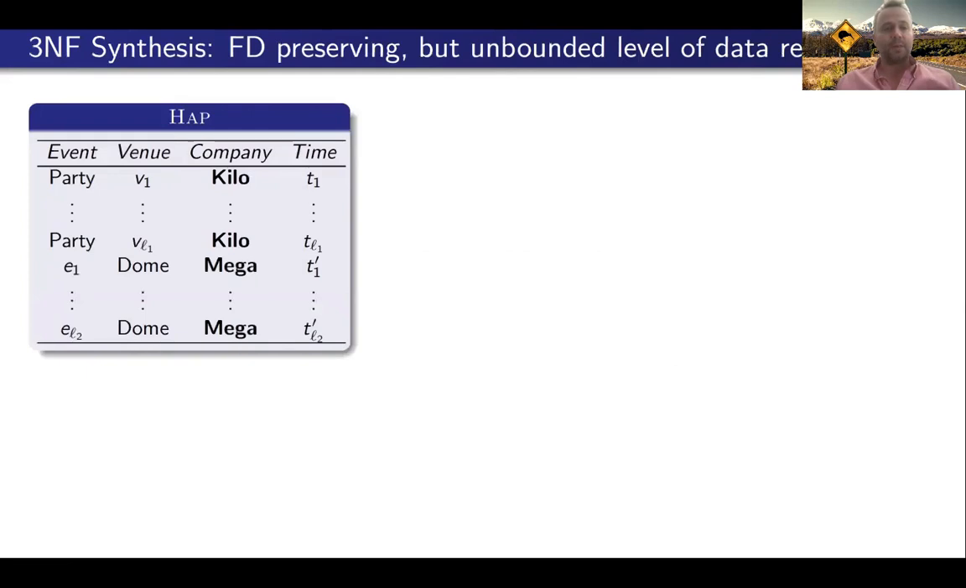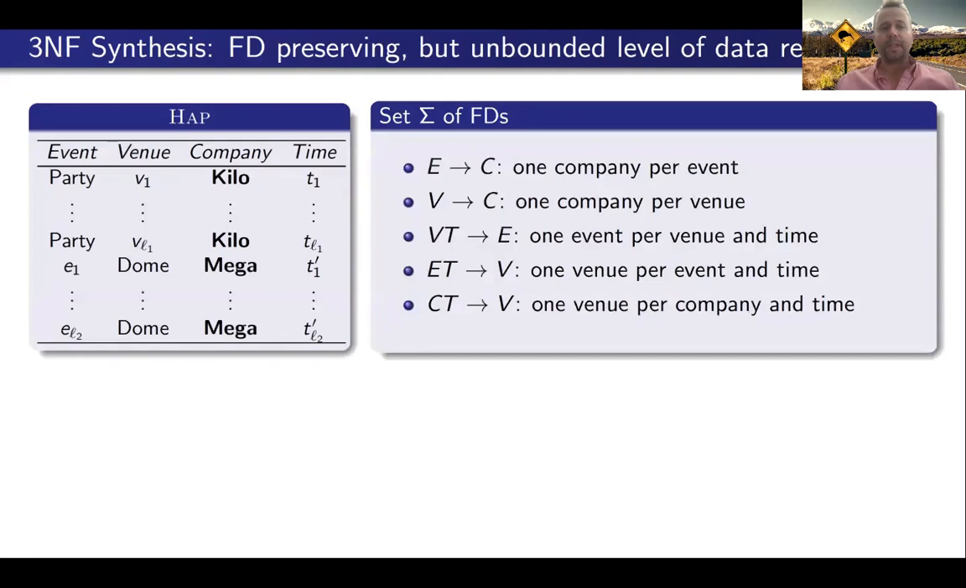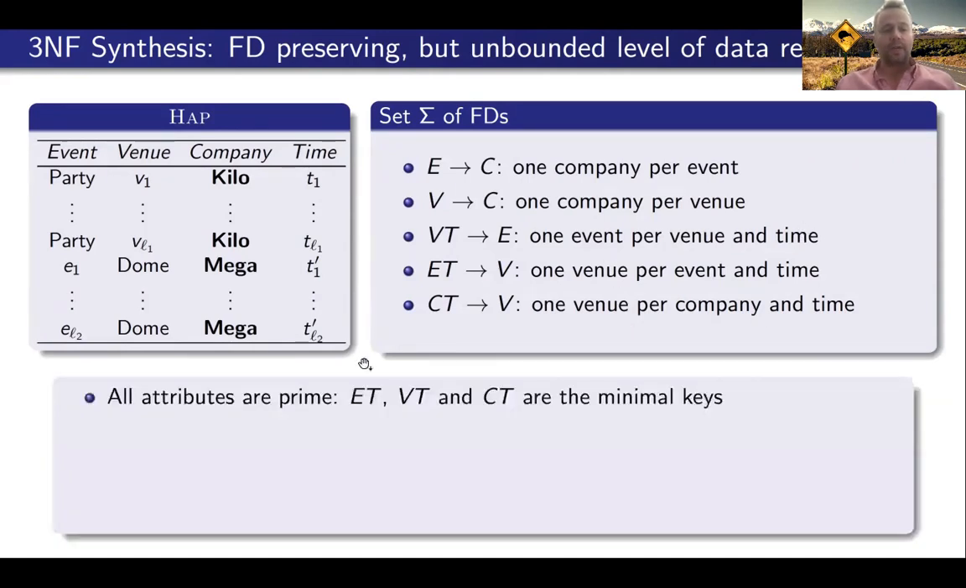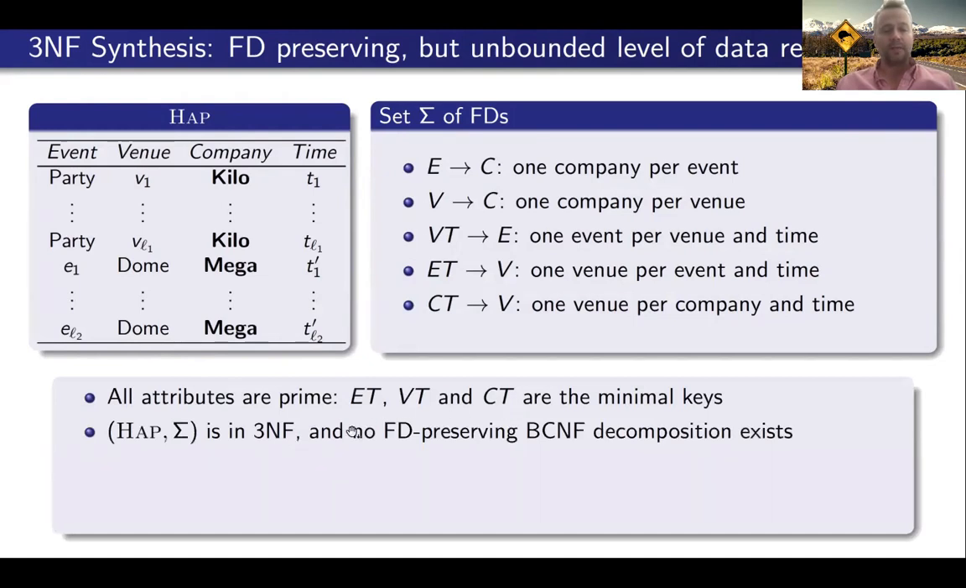As an example, here's a schema HEP, where a company is in charge of events at certain venues at particular times. There are some FDs attached with that. One company per event is allowed, one company per venue, and then some other FDs here as well. All the attributes are actually prime, so they belong to one of these minimal keys. And the schema therefore is in third normal form, and no FD-preserving Boyce-Codd normal form decomposition exists in this case. Redundant data values occur.